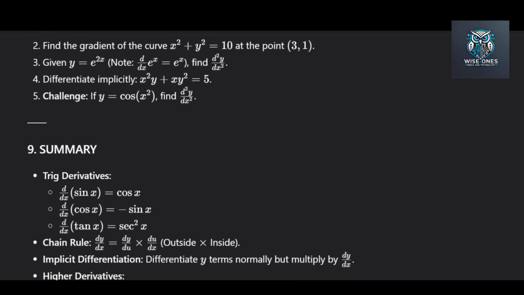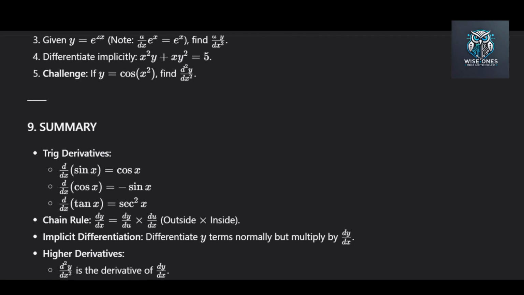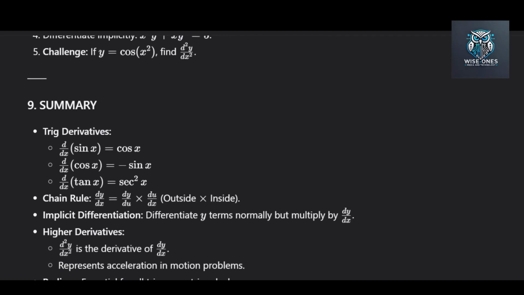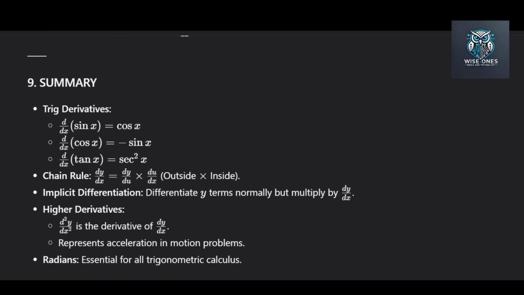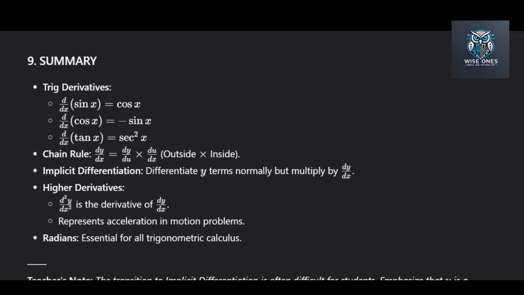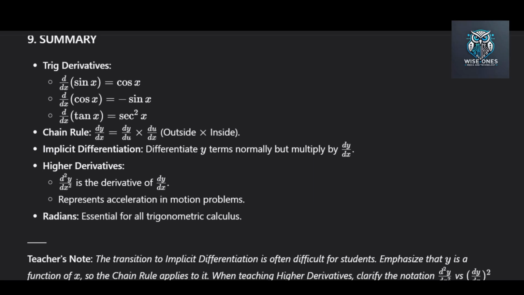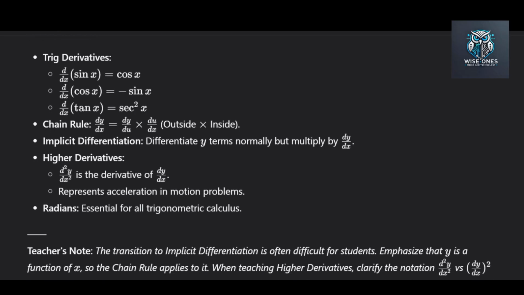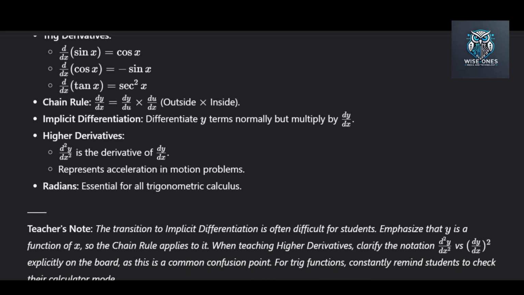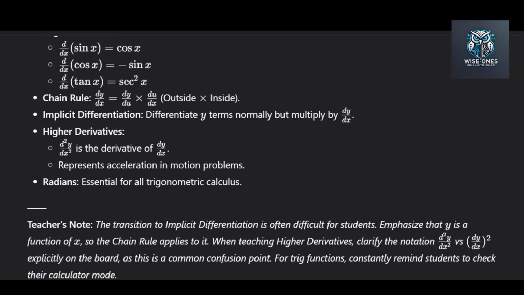Section 9. We learned about trig derivatives. Sine becomes cosine. Cosine becomes negative sine. Tangent becomes secant squared. We learned about the chain rule. dy/dx equals dy/du times du/dx, outside times inside.